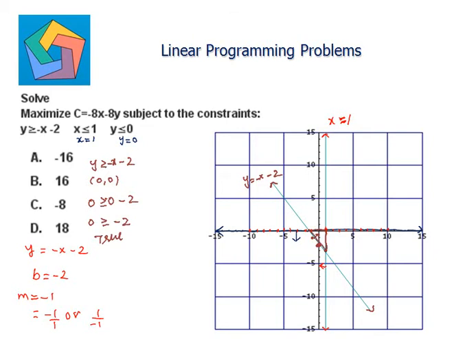And the boundary points are given by, this is 1, 0. This point here is given by negative 2 comma 0, and this point here is given by 1 comma negative 3. So let us calculate C at these coordinates.